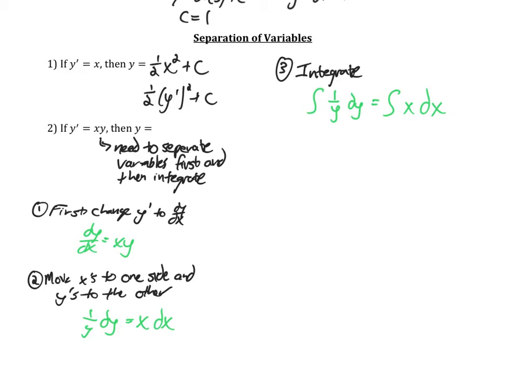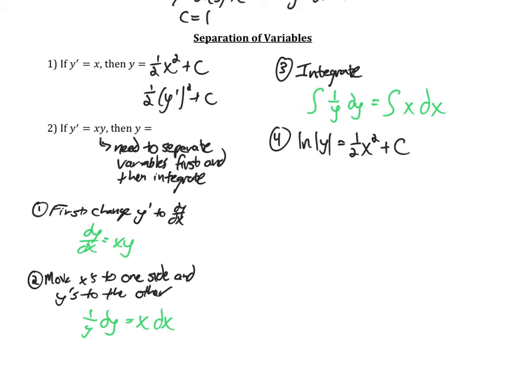So step 3, I guess, was set up the integral. Now for step 4, we're actually going to integrate. The integral of 1 over y, if you remember, is ln of the absolute value of y. And the integral of x is 1/2 x squared, but we need to put a plus c.